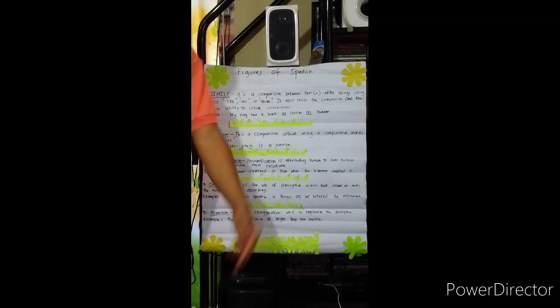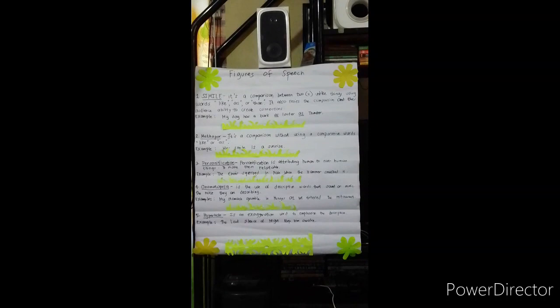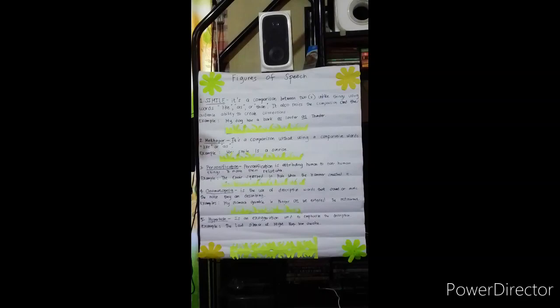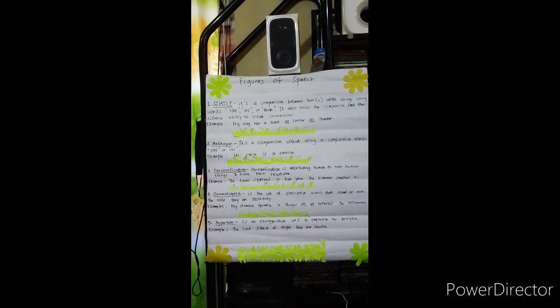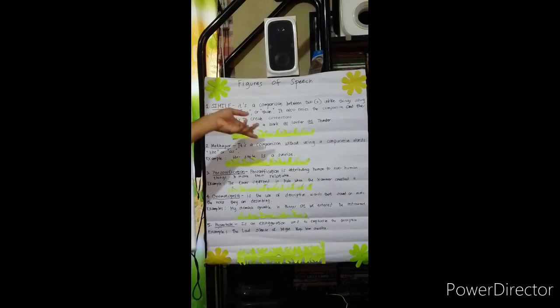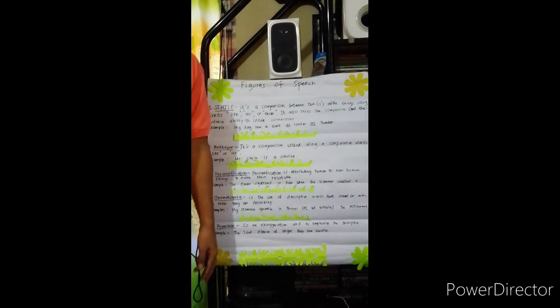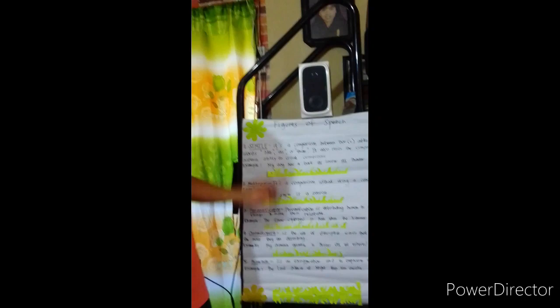Here are our examples of figurative language or figures of speech. The first one is a simile. It is a comparison between two unlike things using words like as or than. It also enhances compassion and the audience's ability to create connections. The example is, my dog has a bark as loud as thunder. So a simile is when you compare two things using like or than. So it is automatically a simile.